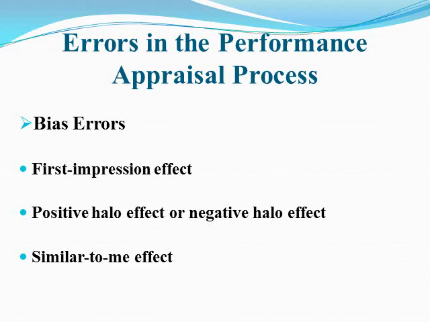We are going to start with the bias errors. It happens when the rater evaluates the employees based on a personal negative or positive opinion of the employee, rather than on the employee's actual performance. So here we can see several ways the supervisors may bias evaluation results.